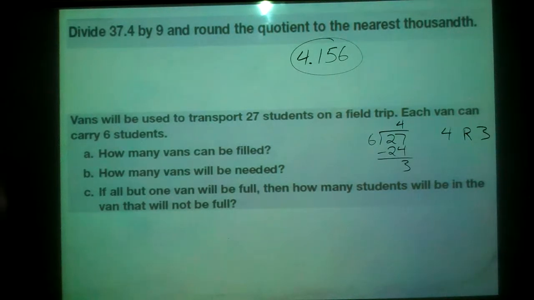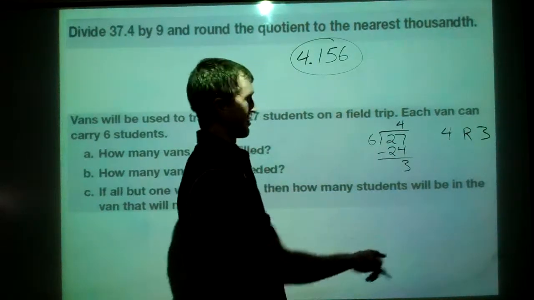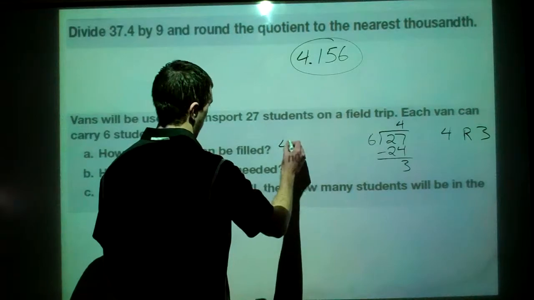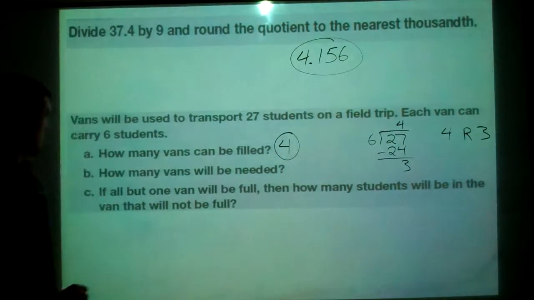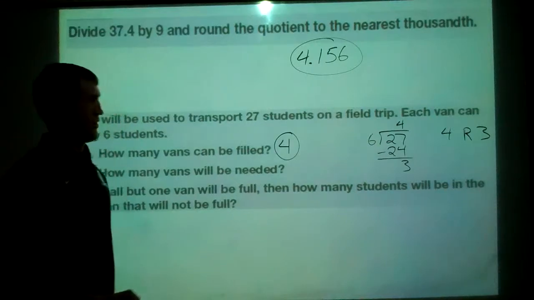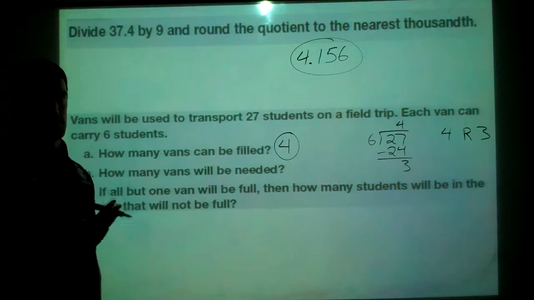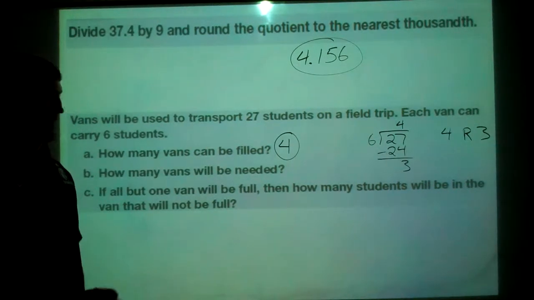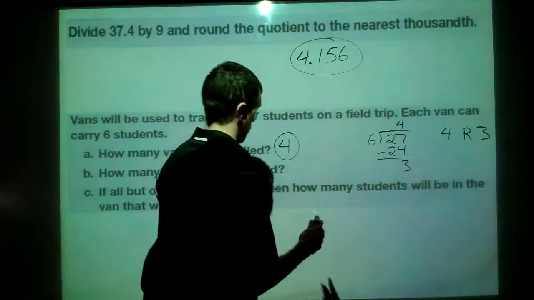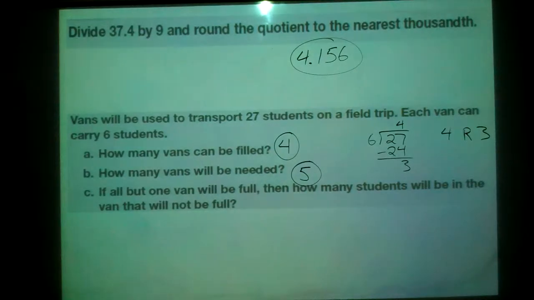So, how many vans will be filled? Well, it looks like we've got 4 groups of 6 students and then a remainder of 3 students. So we've got 4 vans that will be filled completely. How many vans are we going to need though? Well, we'll need 4 for the groups of 6 and the full vans, but then we've got 3 students left over. So we will need 5, unless we're going to leave those students behind, which we don't want to do. So we will need 5 vans for this trip.